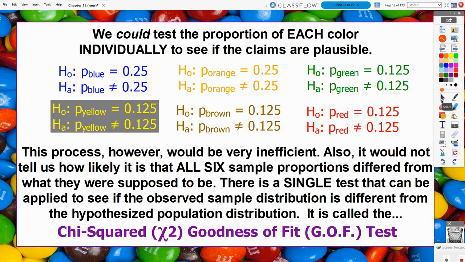Now, here's the thing. We really could take this M&M problem and go back to a previous chapter and do 6 hypothesis tests, 1 for each color of M&M. But do we really want to do 6 hypothesis tests when really we could do 1 hypothesis test? And I'm going to go with a bet that you guys are saying, let's do the 1 hypothesis test because I don't want to have to do 6 of them. So therefore, we are going to introduce our chi-squared goodness of fit test. It is going to do all 6 of these at once.